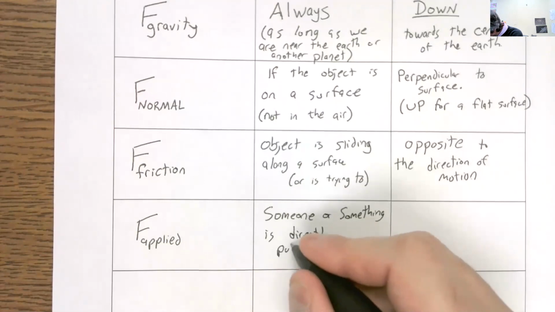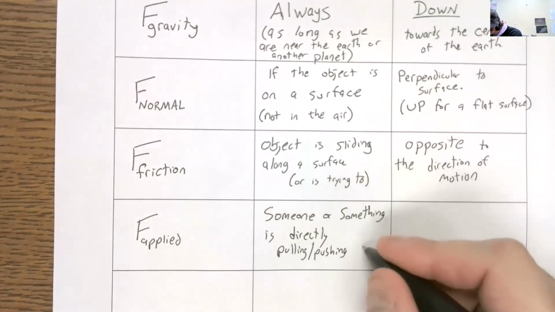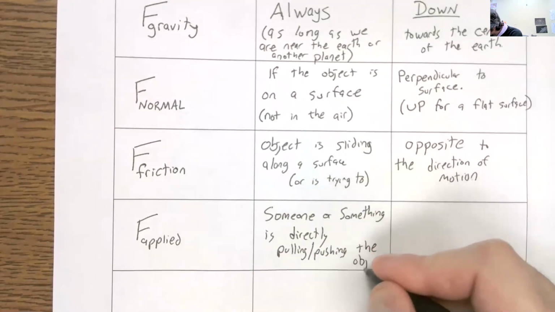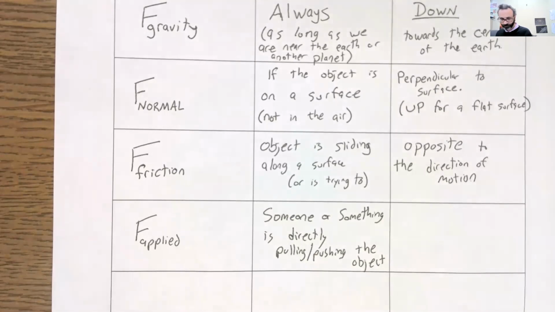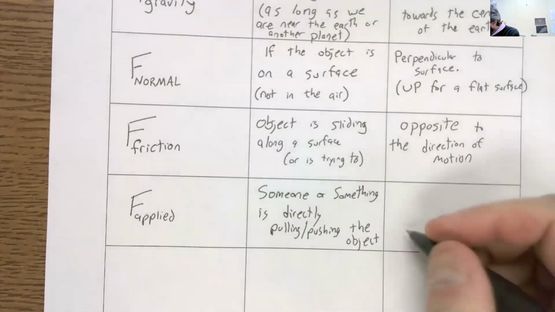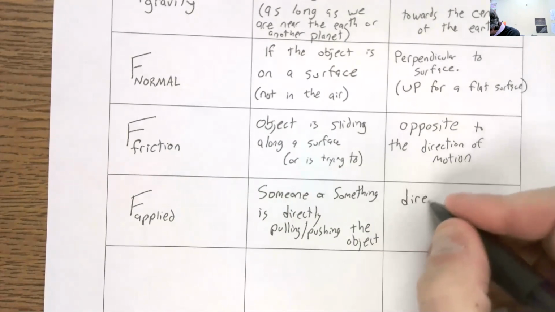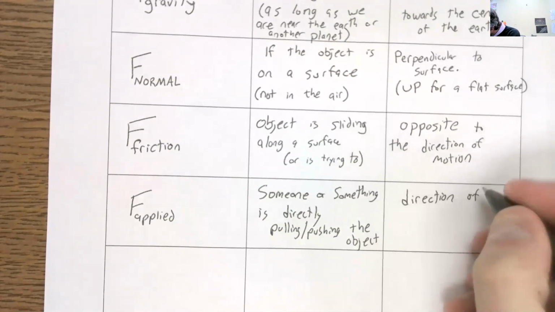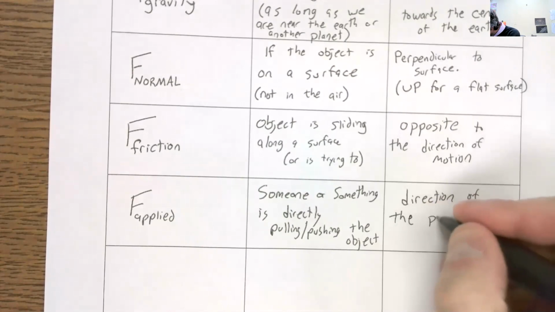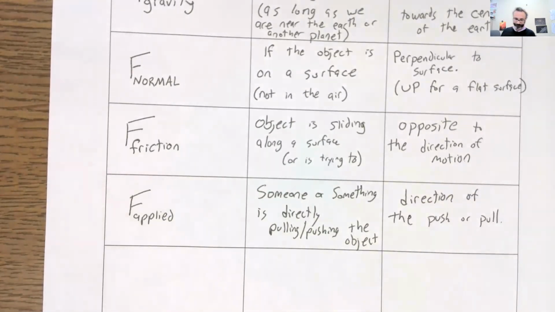So they're directly pulling or pushing the object. And the direction for that is just whatever direction the push or the pull is, right? You can push or pull something in any direction you want, and that's the direction that the arrow should go in the free body diagram. So I'll just put the direction of the push or the pull. All right.